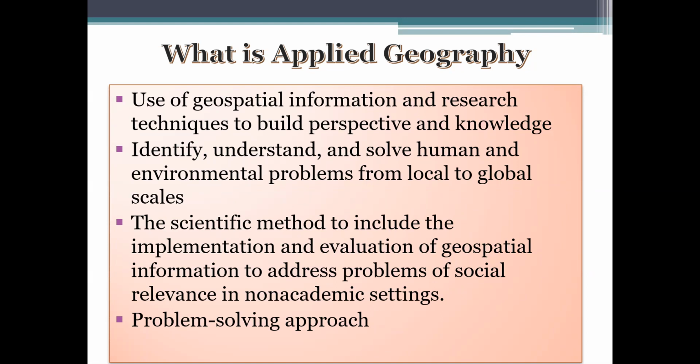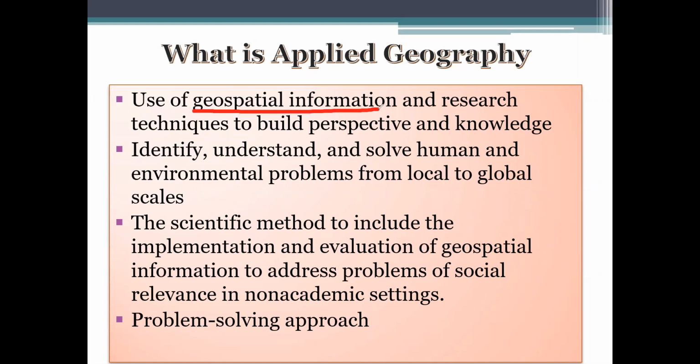Yes, two persons sent. One said geospatial information. The second one said identify the problem, understand the problem and solve the problem. Let me ask again, what are the key terms or what are the key concerns we should consider in applied geography? It is very easy. Geospatial information, yes, and problems as well as techniques. Yes, that's right. Very correct.